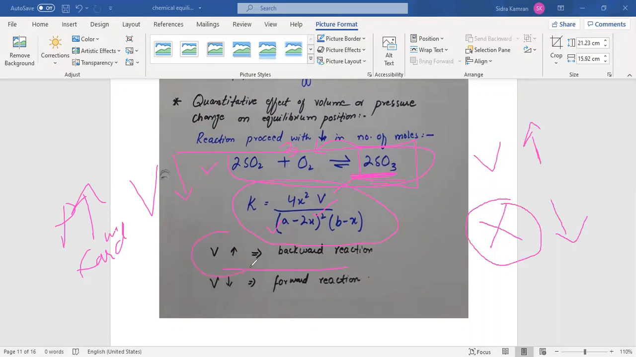But if the volume is increased, what will happen? The reverse will happen. The reaction will move towards the backward side. If the volume is decreased, then the reaction will move towards the forward side, because pressure is increased and volume is decreased, and the equilibrium will shift towards the lesser number of moles. Here you can see the product has fewer moles. So by increasing the pressure or decreasing the volume, the equilibrium will shift towards the product.